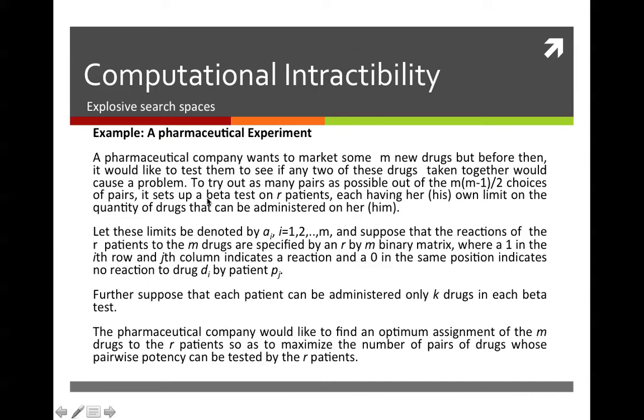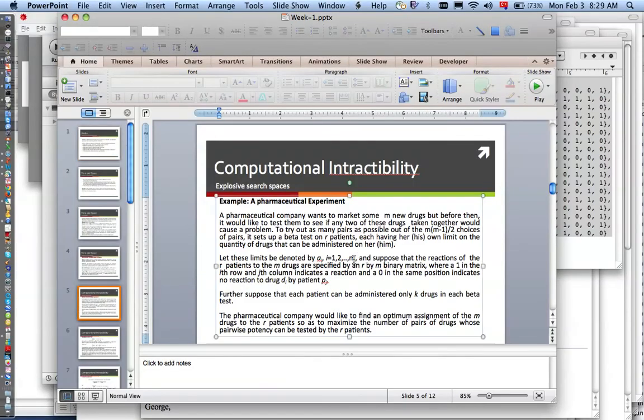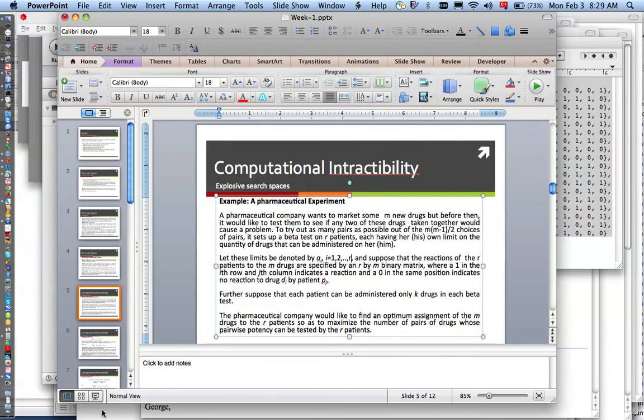So what the company would do is try out as many pairs as possible out of the m times (m minus 1) over 2 choices of pairs. And to do that, it will set up a beta test on R patients, each having his or her own limit on the quantity of drugs that can be administered to that patient. So we denote these limits by a_i for the m drugs we have. I guess this must be not m but an R, so I just made a mistake there. Let me just fix this real quick. That's the number of patients we have.